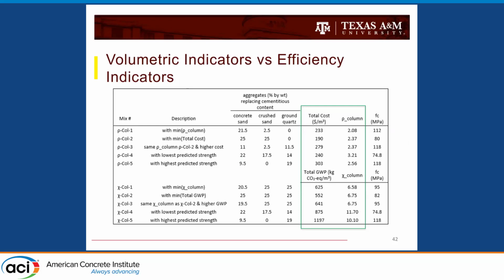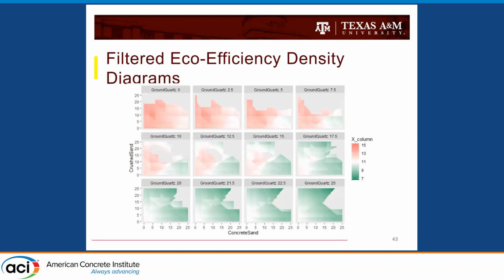Just to give a little bit more perspective. If we compare the mixture with the minimum X column, which in this case would be the most eco-efficient mixture for this index, we can get about 625 kilograms of CO2 per cubic meter, but it would still be more eco-efficient to build this element with this mixture than the mixture with only 552 kilograms of CO2 per cubic meter. So you can see that these relationships are not as direct as we initially thought. You can also filter these diagrams again for mechanical performance requirements.